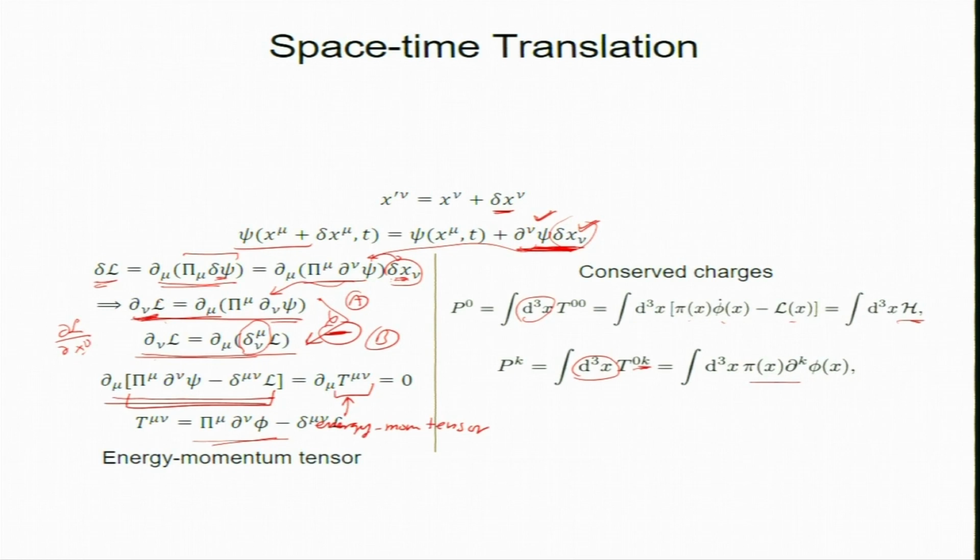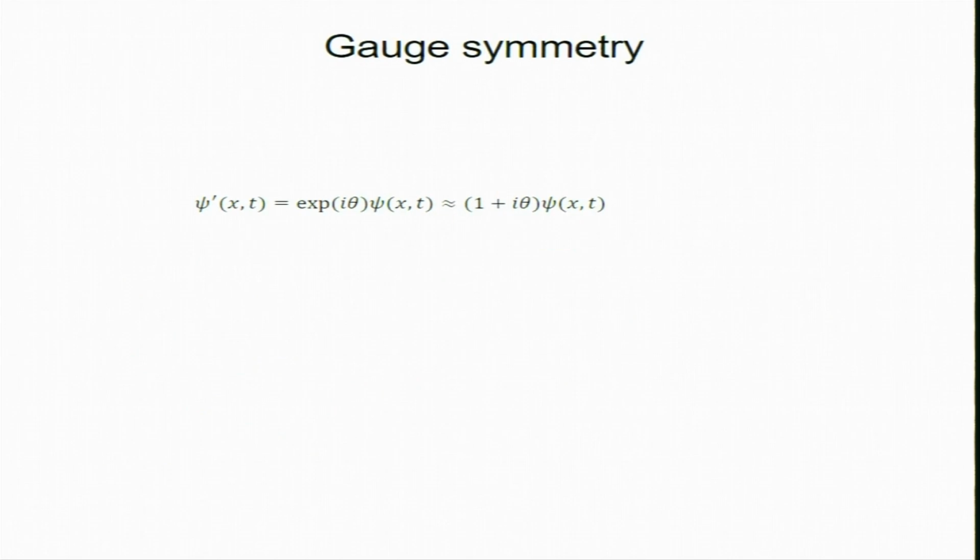Now the next one is non-trivial, it is called gauge symmetry. Please pay attention to this. I believe you have not seen it before. So in psi, I can multiply e to the i theta, and this can be a function of x y z.